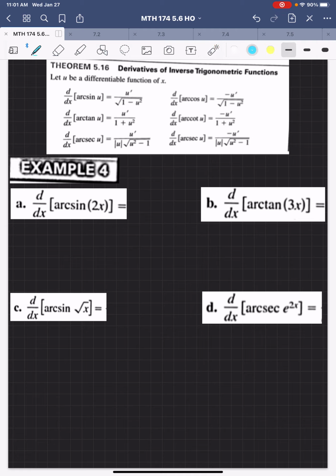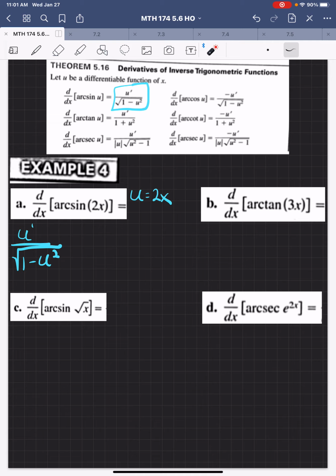We would like to take the derivative of arc sine of 2x. Now I'm coming up here and I'm grabbing the derivative formula for arc sine, and it's simply u prime over the square root of 1 minus u squared. Okay. So in this case, whatever is inside of your arc sine would be what we're going to define to be u. So here u is defined to be 2x.